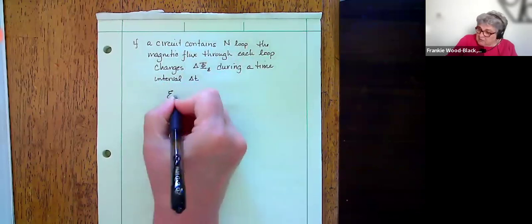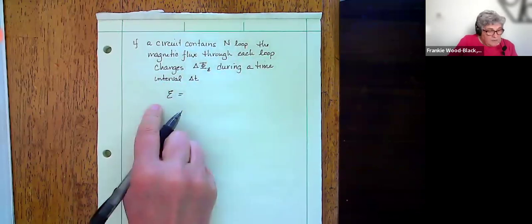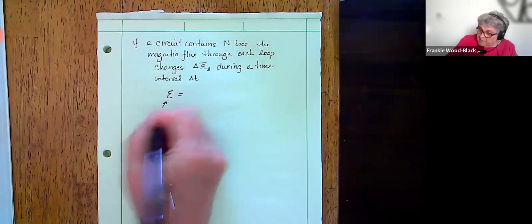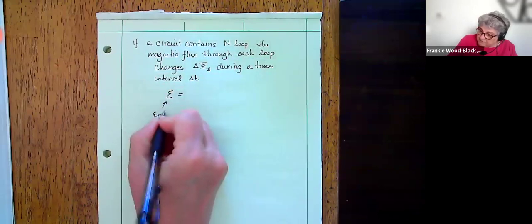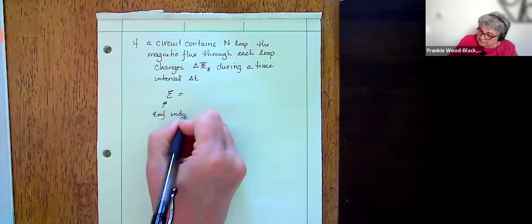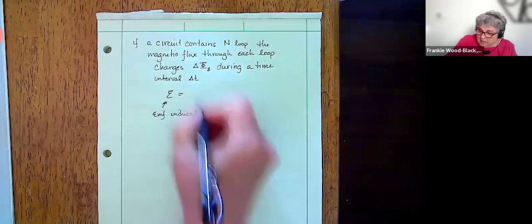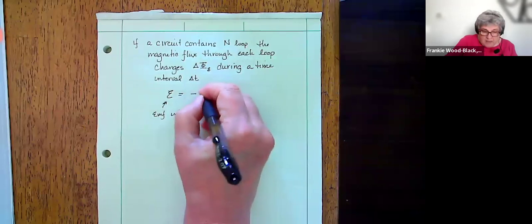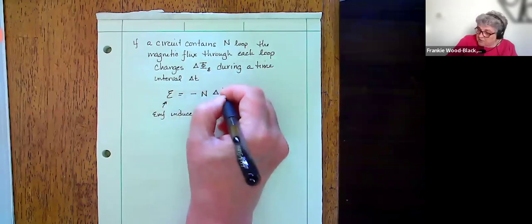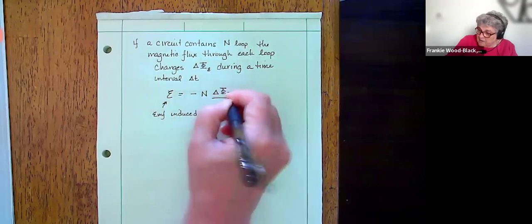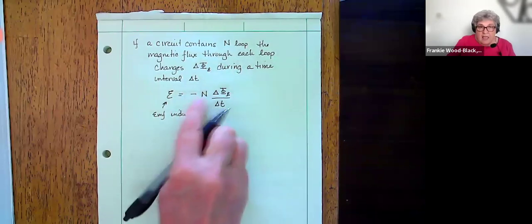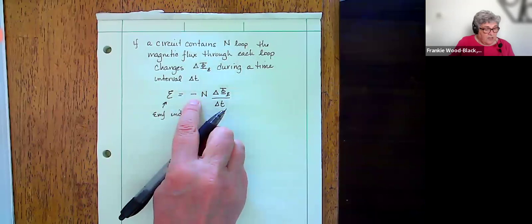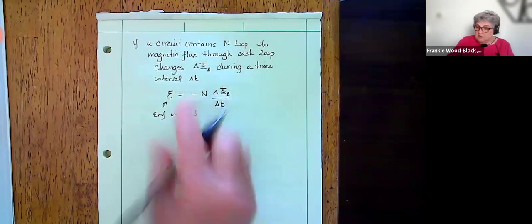Now, this gives me my EMF. This is my EMF induced, and it is going to equal a negative change of this. And this negative is giving us the direction of the current.